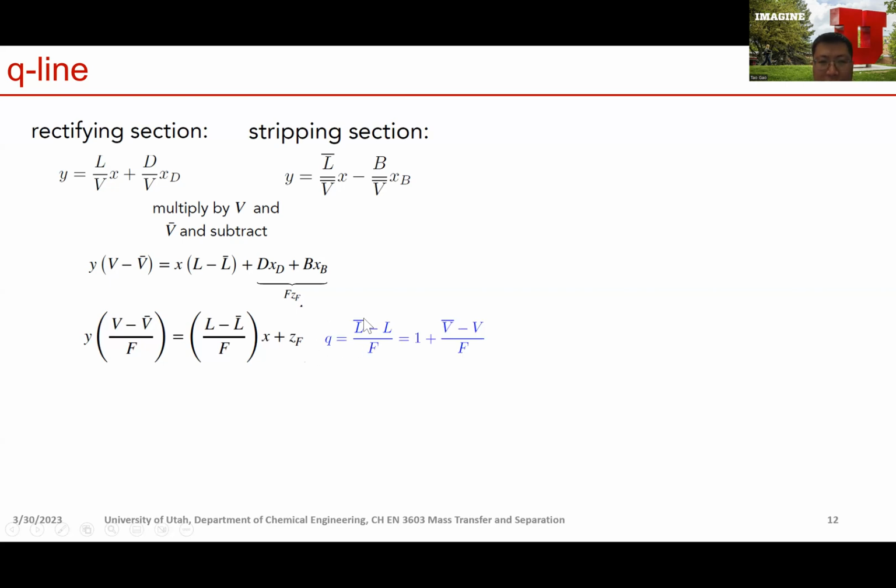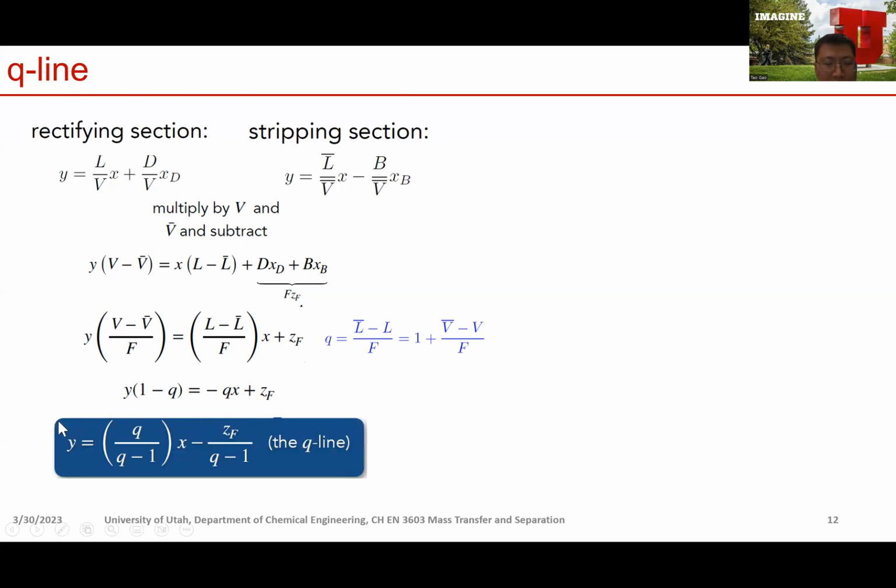Since Q is defined as this, if you compare these two equations, we can replace this term by minus Q, and we can replace this term by basically 1 minus Q, right? So you have this, then you can divide by this 1 minus Q term on the right. So now you have an equation that relates y with x, and for a given feed condition, Q is constant, right? So this term is constant. So you have a straight line, right? This is called the Q line.